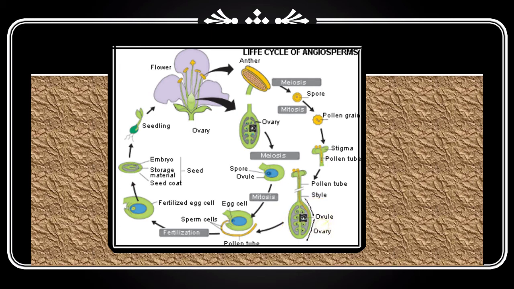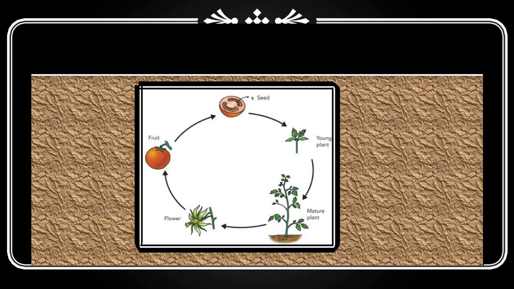Inside the ovary we have the ovule. The male gametes enter the ovule. Fertilization takes place. Embryo is formed and embryo develops into seedling, and this process continues. So this is the life cycle of angiosperms. So everything starts with a mature plant which produces flower. After many processes, a fruit is formed, and from fruit a new plant is formed because fruit contains the seeds which develop into the new plant.